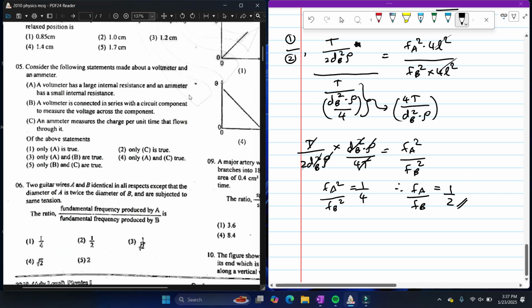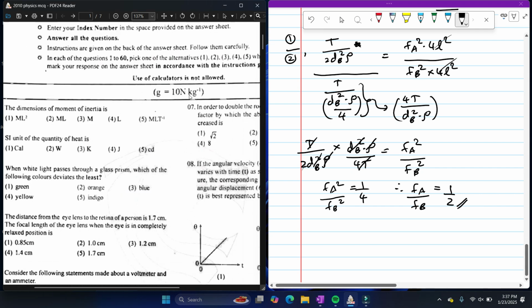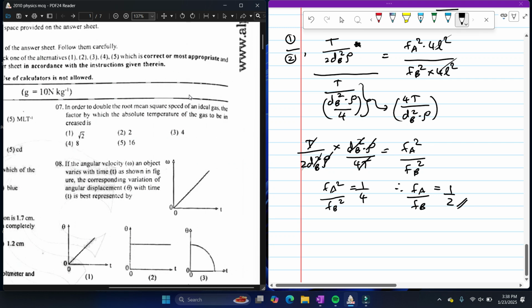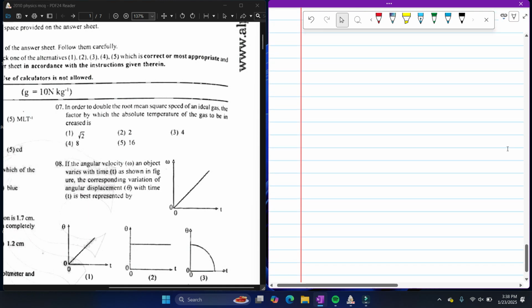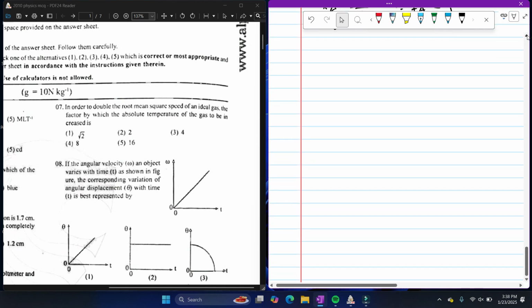Now we will move on to the seventh question. Question number 7. In order to double the root mean square speed of an ideal gas, the factor by which the absolute temperature of the gas is to be increased is, so we have to first identify the kinetic equation of an ideal gas.